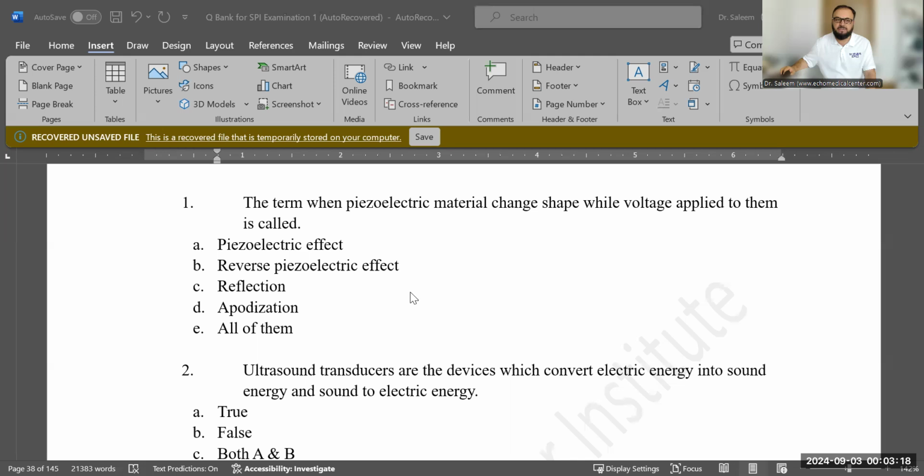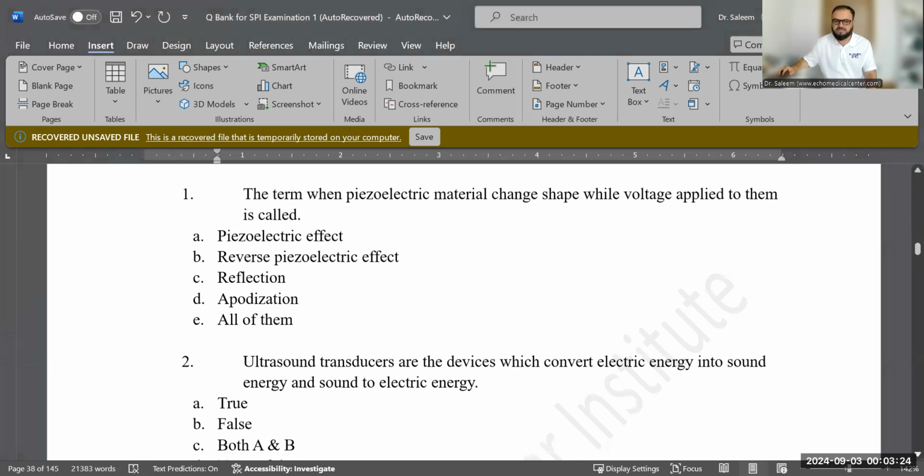Yes, I also agree. B is the correct answer. It's called the reverse piezoelectric effect. Correct. Okay, let's see the next question.